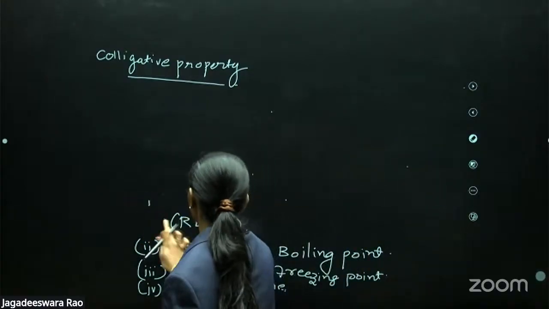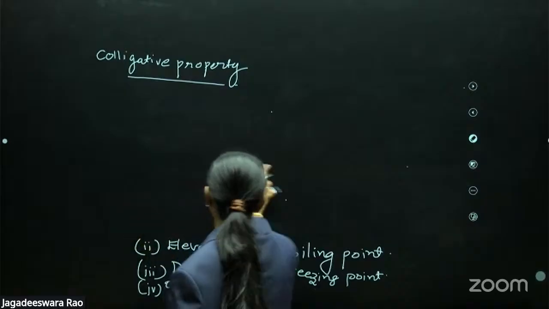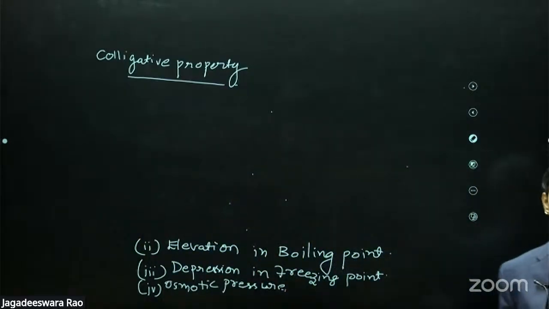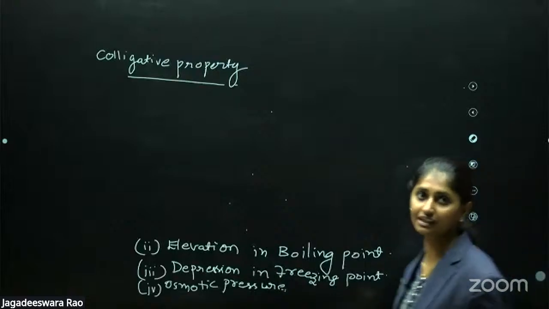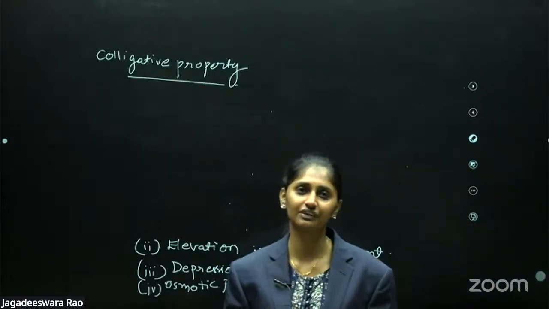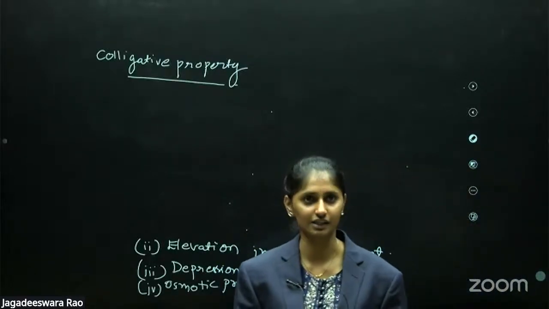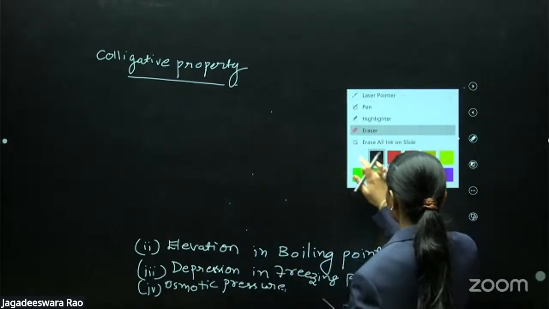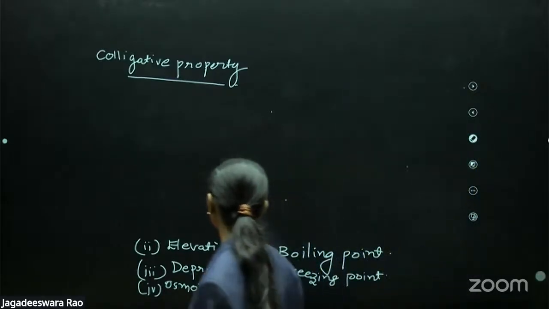So what is relative lowering of vapor pressure? The name itself is telling: relative means original solution. Lowering means the solution's pressure is decreasing. When will the solution's pressure decrease? When you add a non-volatile solute. So the concept you have to understand here in the colligative property is that every time I am taking a non-volatile solute.